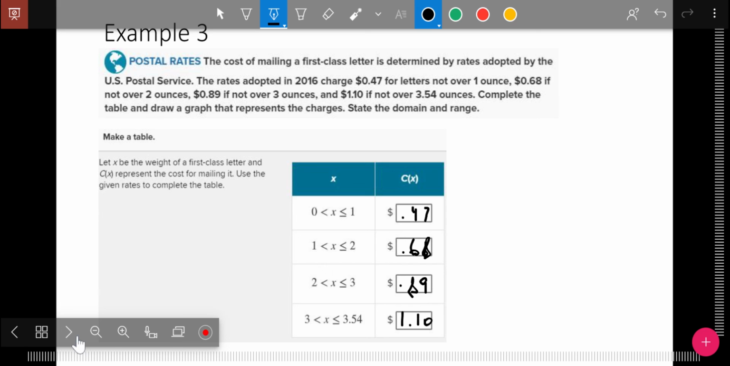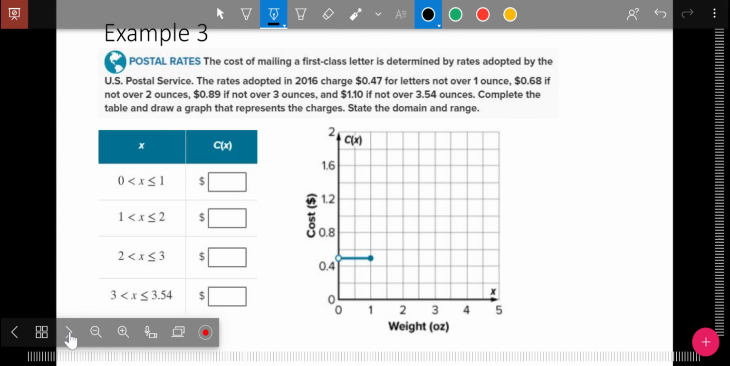So those are the rates for the post office, for first class letters. And so again, let's put those in here. That would be 47. That would be 68. That would be 89 and $1.10. And so they already have this one graphed. 47 cents, they've decided was right about there up to 1. So this one's going to go from 1 to 2 at 68 cents. So I'm going to go 68 cents, I'll say is about here. And I'll go all the way out.